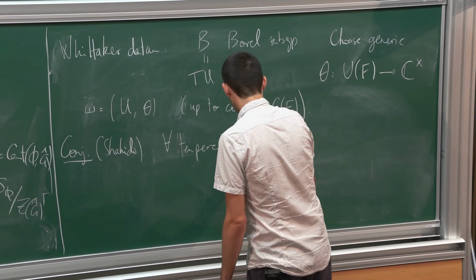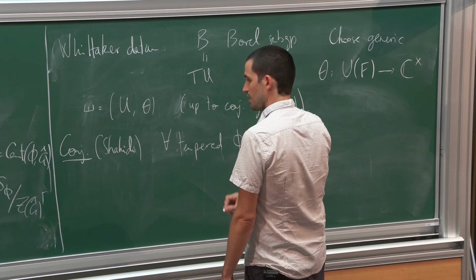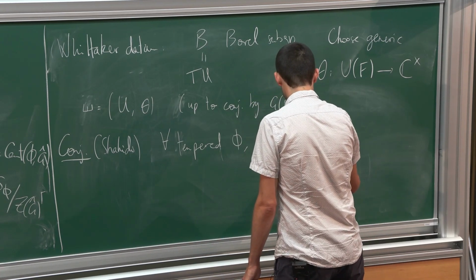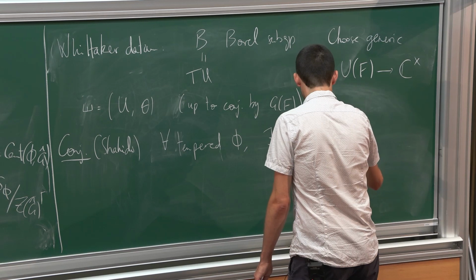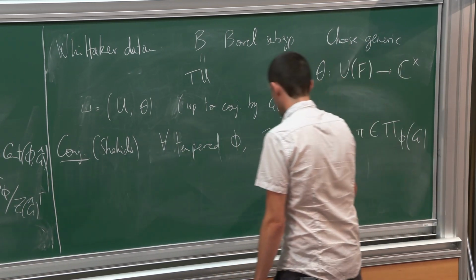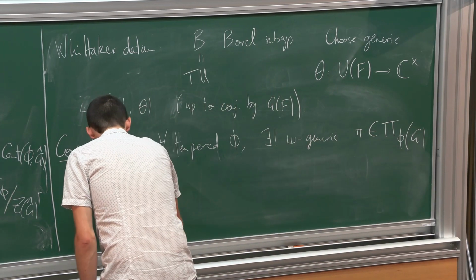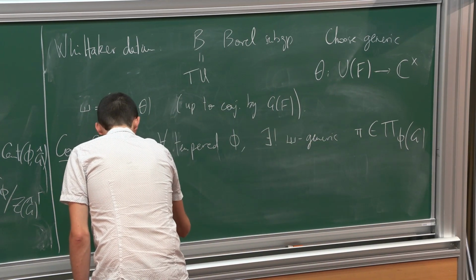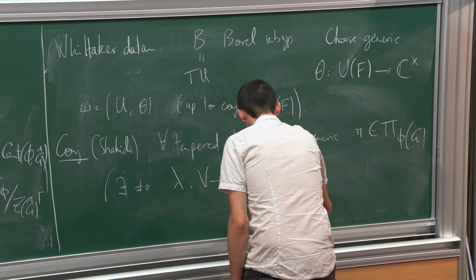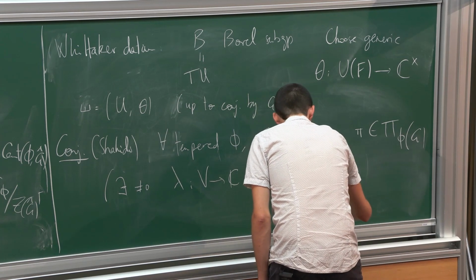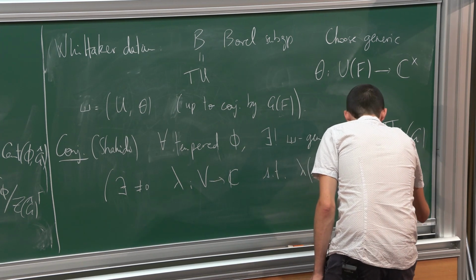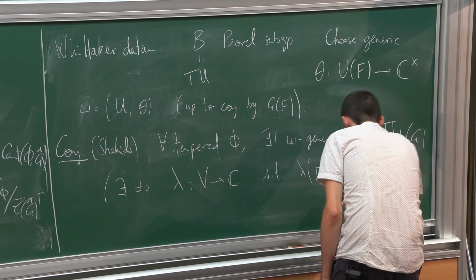So for any tempered phi, there should be a unique generic pi in the packet, where generic means that there exists a non-zero linear form lambda such that lambda of pi of u v is theta of u times lambda of v, for u in U of F.